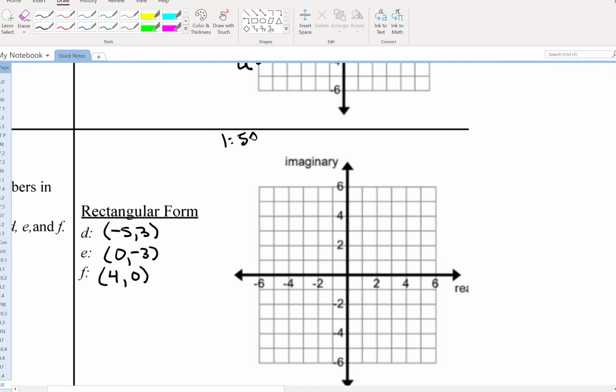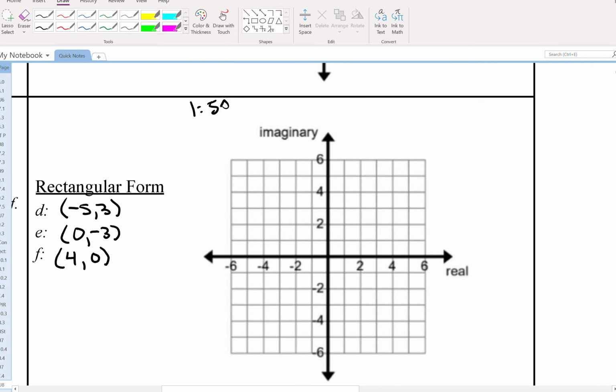So if I'm going to graph these, just like here, this last one, I go -5 in the real part and 3 for the imaginary part. So that's right there. That's point D. And then E, 0, -3, 0 for real, but the imaginary is down here at -3. And so this point right here would be E. And then for F, the 4, comma 0, purely real, no imaginary. There's 4 for the real and 0 for i, and so this is F. And that's how that works.